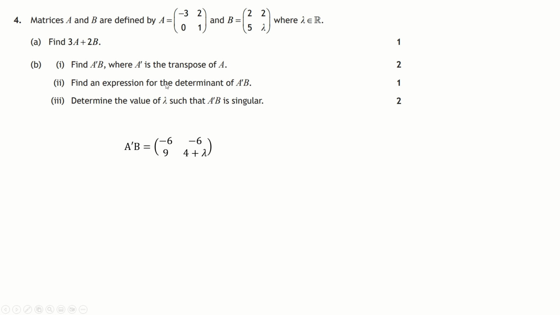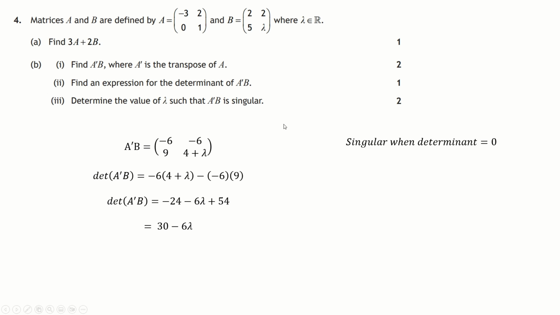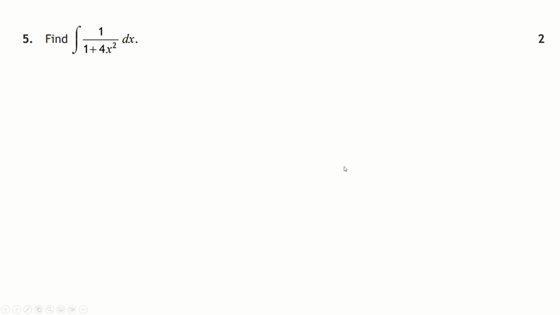Part 2 then, find an expression for the determinant of A transpose B. Well, the determinant is given by this thing times this thing minus this thing times this thing. So that's that. And that actually gives you the mark, but you should probably simplify it further. Part 3 then. A transpose B is singular when the determinant is 0. 30 minus 6 lambda is the determinant, so when this is 0, lambda is 5. And that means A transpose B is singular.